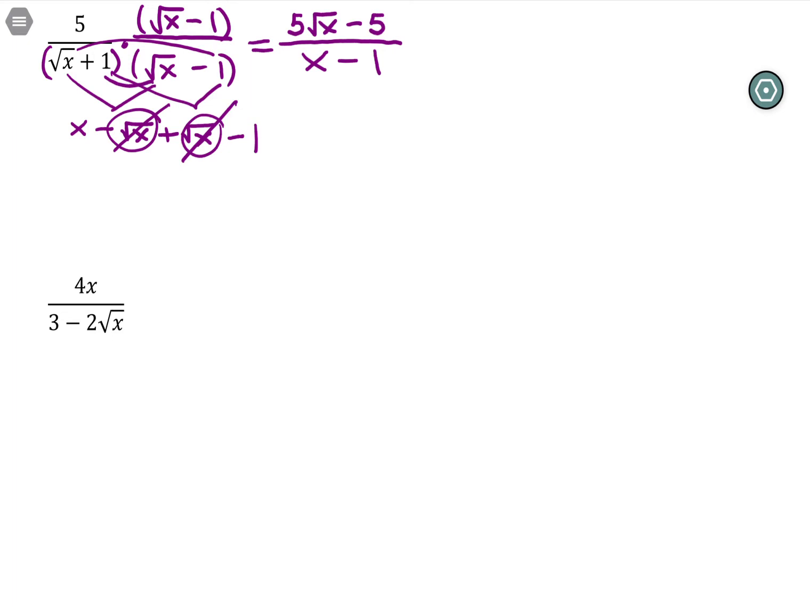Does it really look simpler? It kind of looks messier. I have more terms floating around. But the idea is that dividing by a whole number or even a fraction or a decimal is way easier than dividing by a root of a number. That's really tricky.